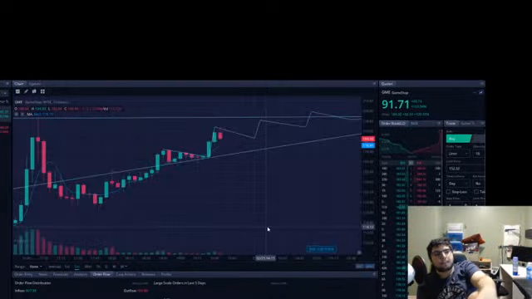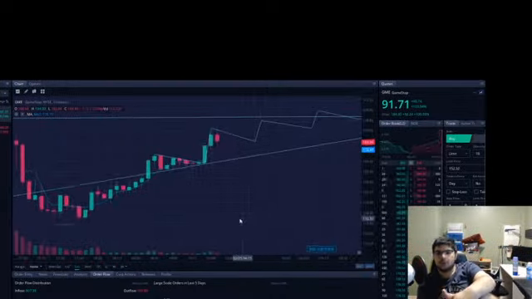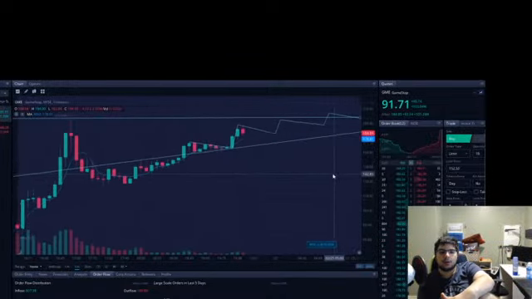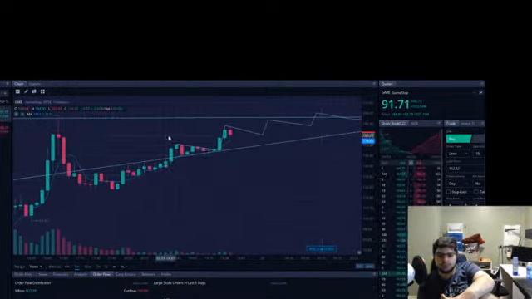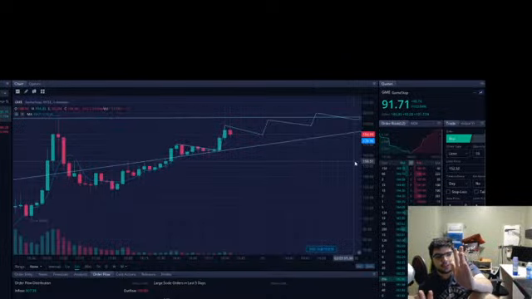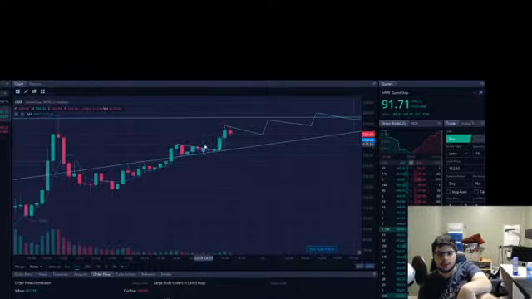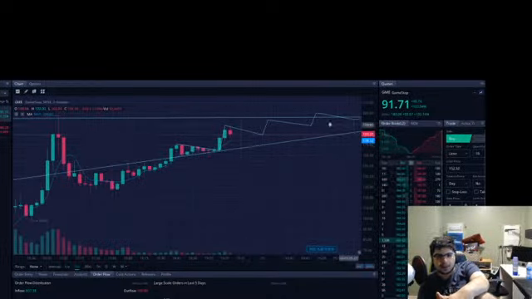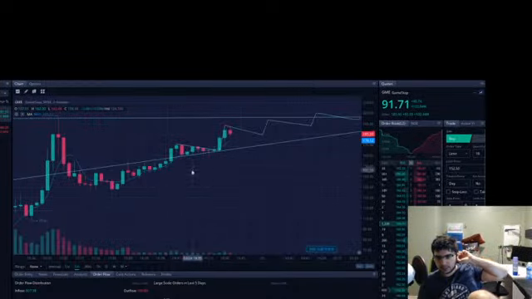Well, anyway, the purpose of this video was to show the live example of this cup and handle. Whatever happens afterwards is out of the scope of this video. It may or may not happen like this. It could just go straight down now that the cup and handle's done.